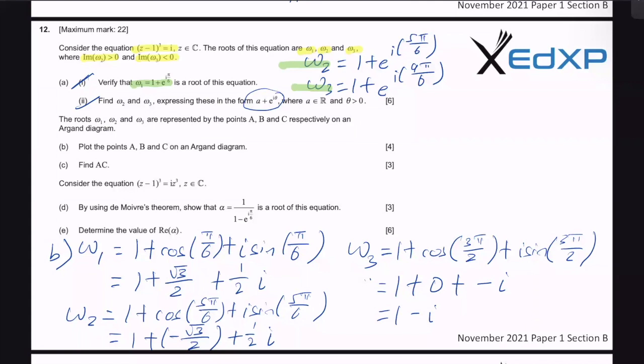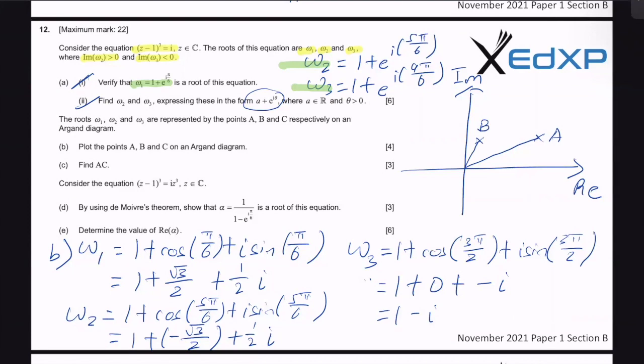Let's proceed to plot them on an Argand plot. Always remember, on an Argand plot the y-axis is imaginary and the x-axis is real. Omega 1 is 1 + root 3 over 2 + half i. Omega 1 is A. If we were to sketch this, it's definitely in the first quadrant, somewhere here. And omega 2, which is B, is 1 - root 3 over 2 + half i. So that's still less than 1 plus half i, so somewhere over here.